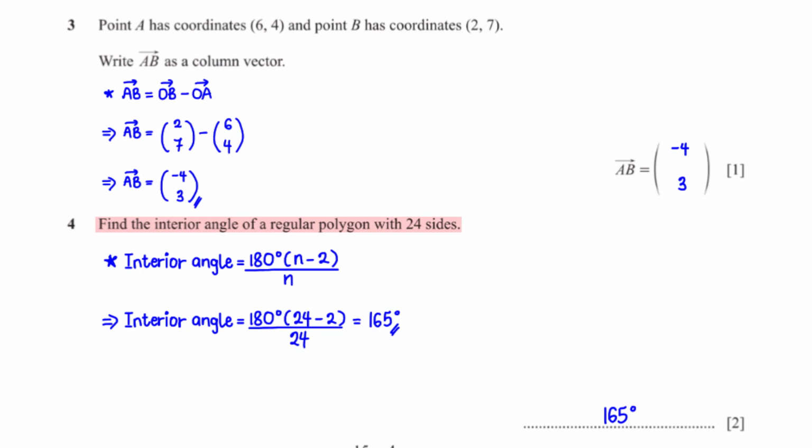Find the interior angle of a regular polygon with 24 sides. Here is the formula for the size of an interior angle of a regular polygon. In this case, the number of sides n of the polygon is 24. When we type this into the calculator, we get 165 degrees.